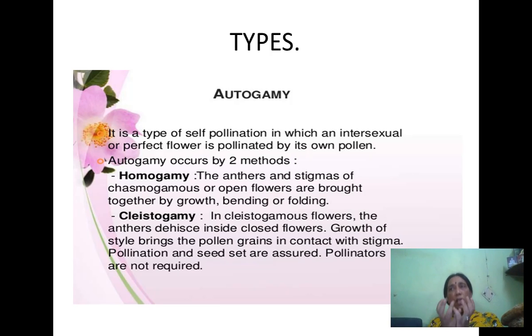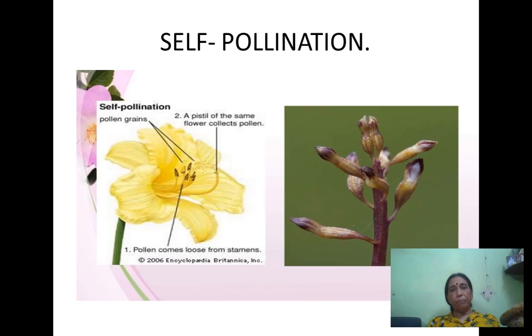That means the flower is bisexual and it is open. Whereas the second condition is cleistogamy. Here the flowers are closed. That means there are 100% chances of self-pollination, because the anthers and the stigma are present inside as the flower is closed. The pollination and seed set are assured here. Pollinators are not required, that means no external agents are required.